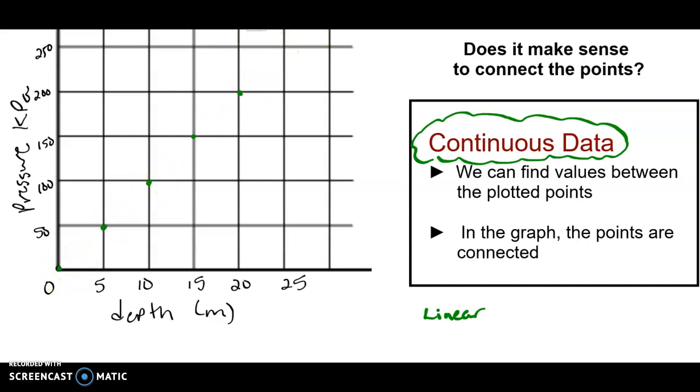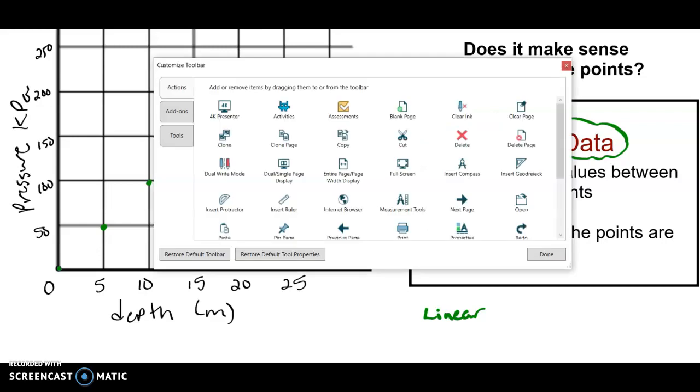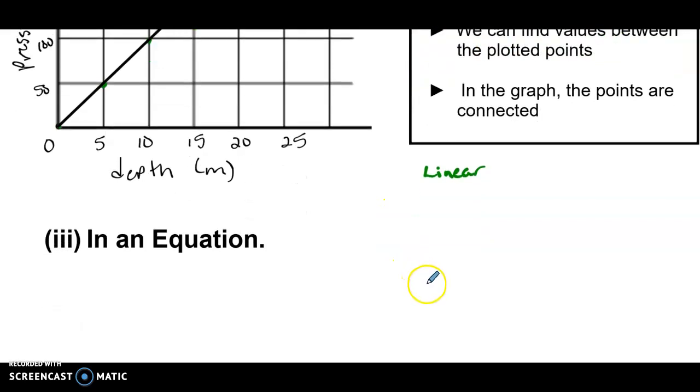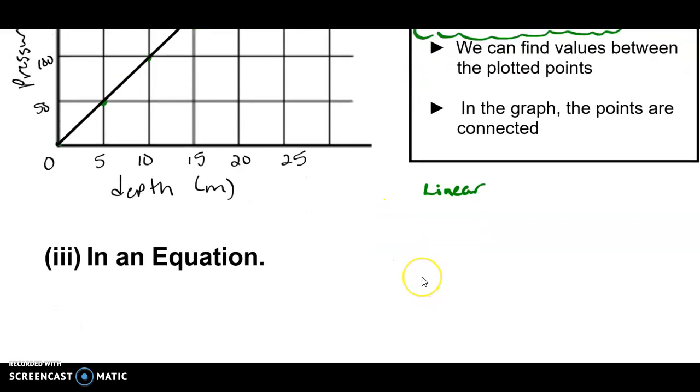So because those parts of values, 0.5s, make sense in this scenario, then the data is continuous and we can connect those points using a line. Our last question then is write an equation.